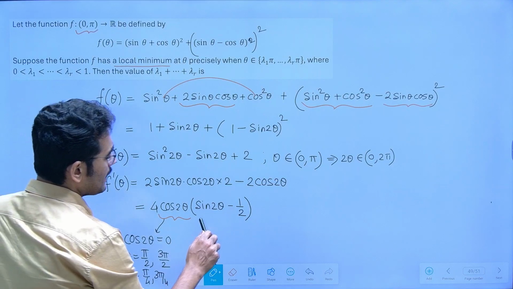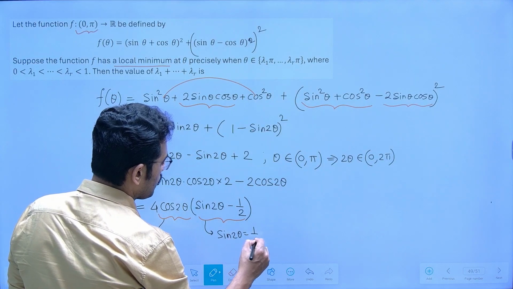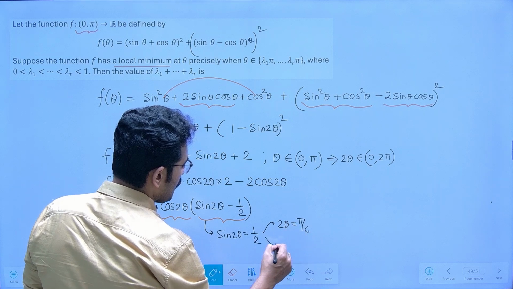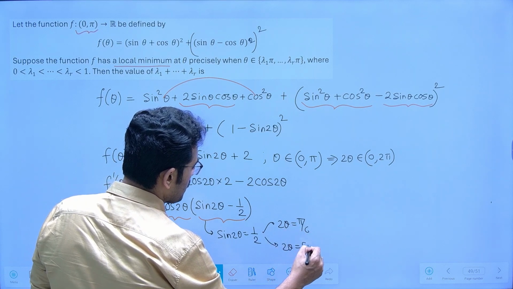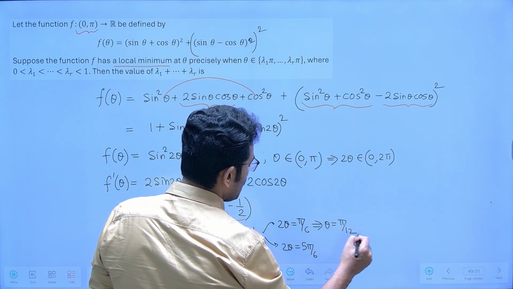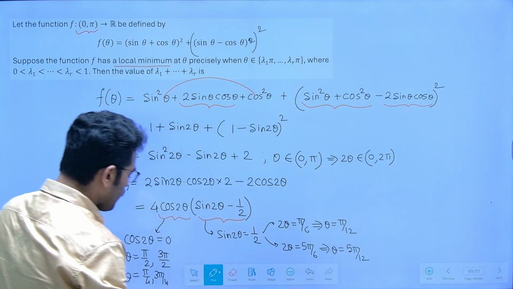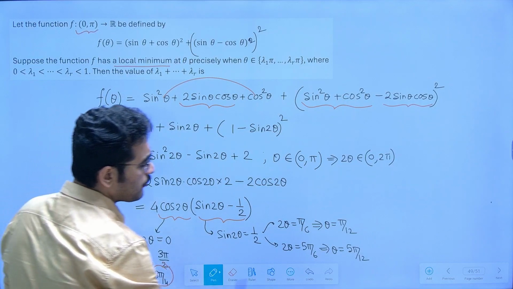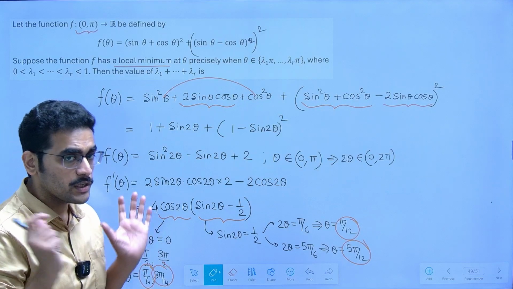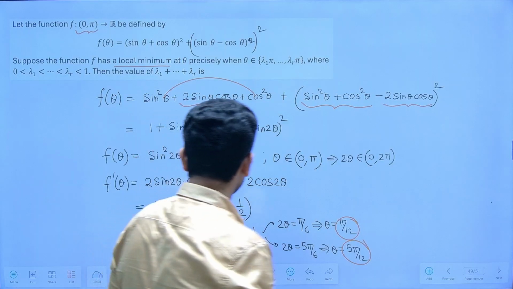Two values. And the other factor will be equal to 0, that is sin 2 theta equal to half. That is 2 theta equal to pi by 6 or 2 theta equal to 5 pi by 6. That implies theta equal to pi by 12 or theta equal to 5 pi by 12. So we got 4 values of theta: pi by 4, 3 pi by 4, pi by 12, 5 pi by 12. These are the 4 points where the derivative will be equal to 0 and the derivative is supposed to change the sign also. So let us draw the wavy curve of this particular function.